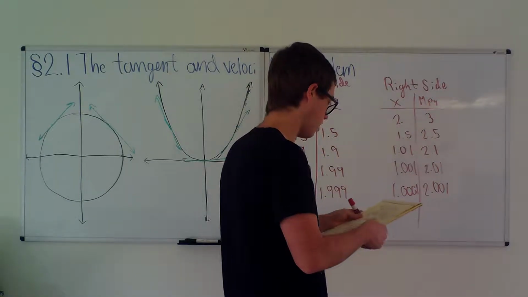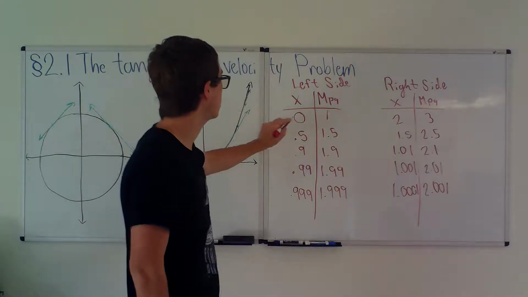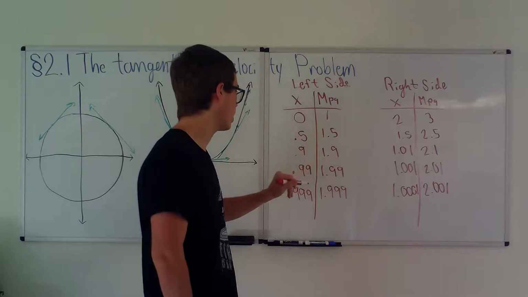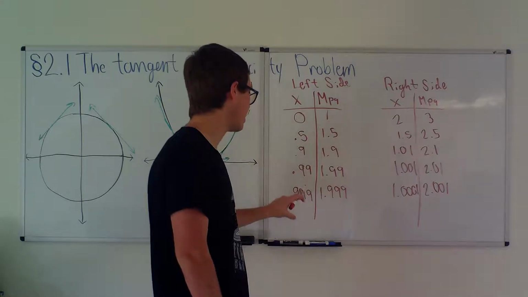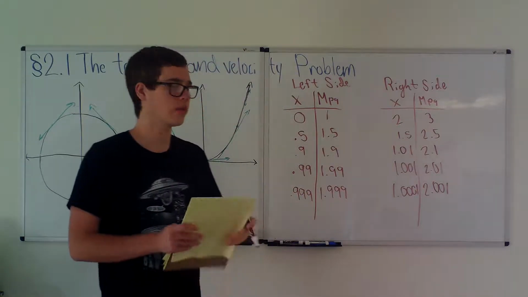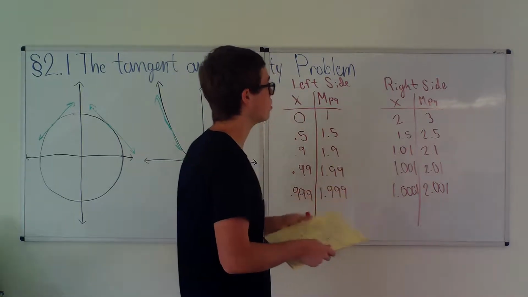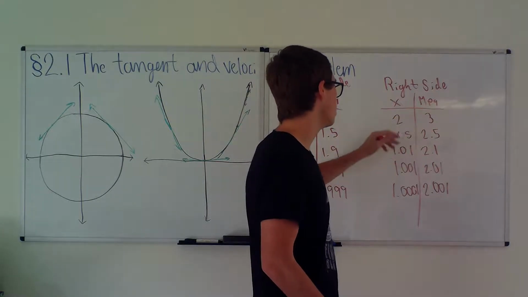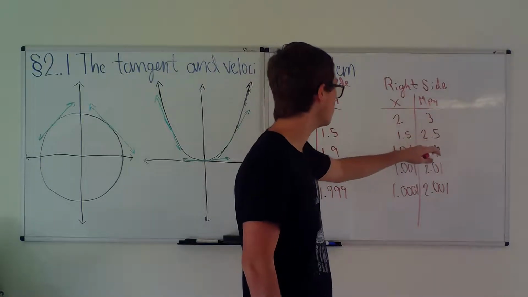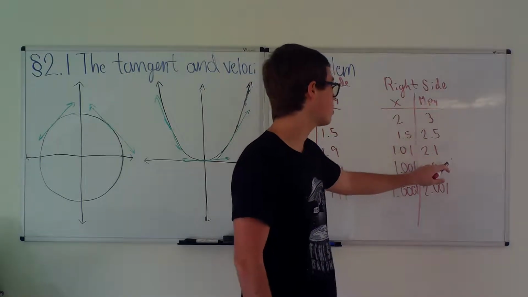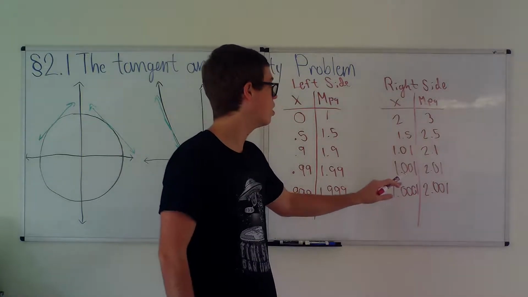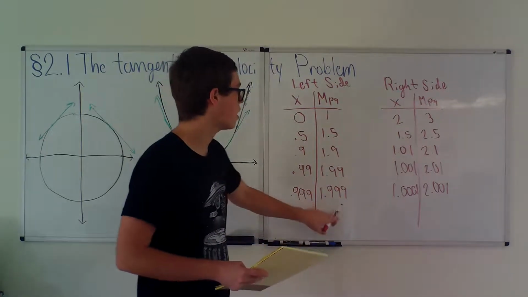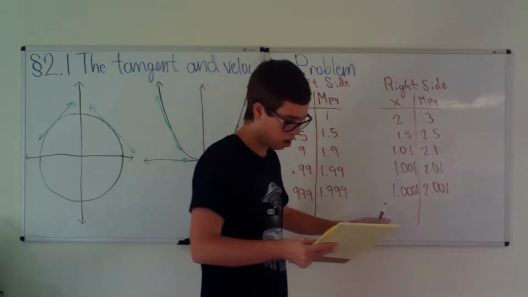So, as we can see, x is 0, MPQ, which is the slope, is 1. Then 0.5, 1.5; 0.9, 1.9; 0.99, 1.99; 0.999, 1.999. So we can see that's pretty much getting close to 2. Now let's look at the right side. x is 2, MPQ is 3; 1.5, 2.5; 1.1, 2.1; 1.01, 2.01; 1.001, 2.001. All right, so we see both sides seem to be approaching 2.